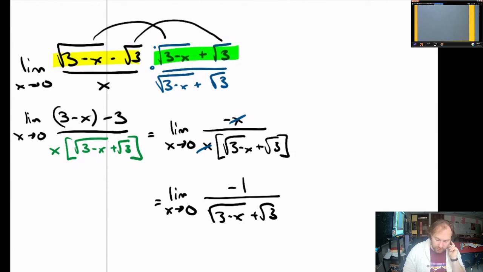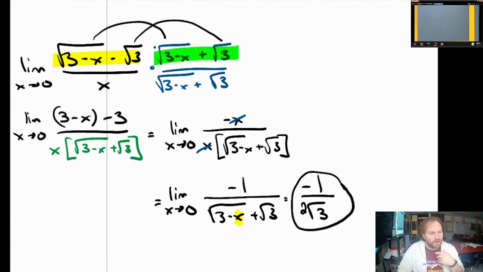And you can just plug a 0 into this and then evaluate it in your head probably. This will be negative 1 over the square root of 3 plus the square root of 3. In other words, 2 roots of 3. And I would not go any further than that on your calculator. I would leave that answer exactly as it is. That's going to be A.